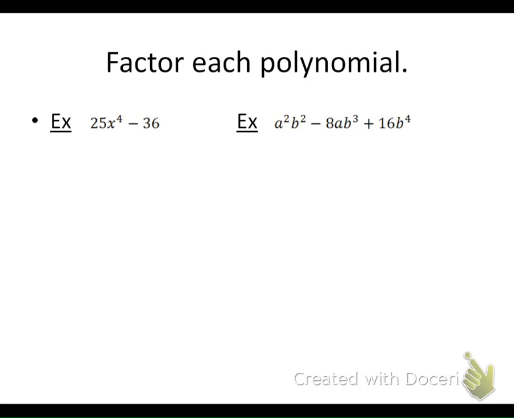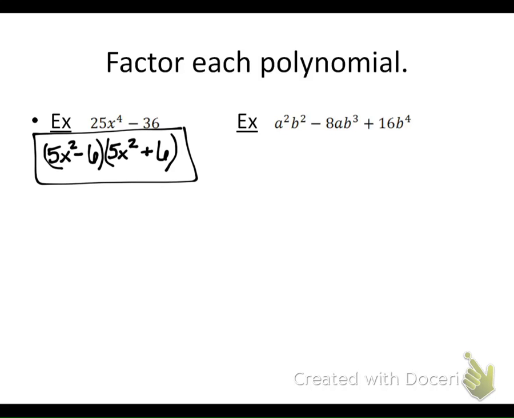With difference of squares, I'm going to take the square root of each. So 25x to the fourth, if you take the square root, those will be the first. The square root of 36 will go last in each parenthesis. One of them's subtraction, one of them's addition. Moving on to the other.